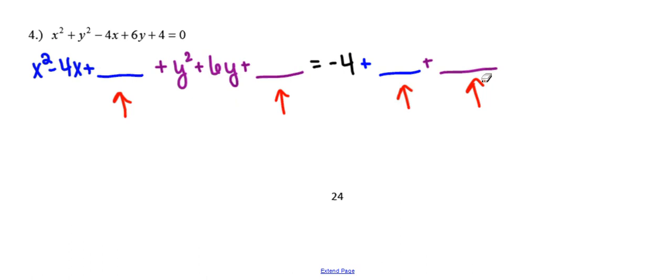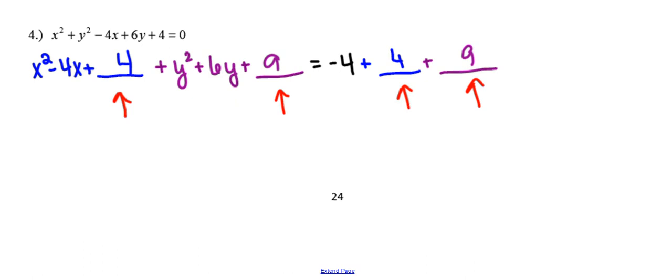Okay, I want you to again pause the video and go make the determination about what the next step should look like by filling in the blanks on your paper. All right, so hopefully for the blue X's, you added 4. For the purple Y's, you added 9. And again, make sure you remember to add that not only to the left side of your equation, but to the right side as well.